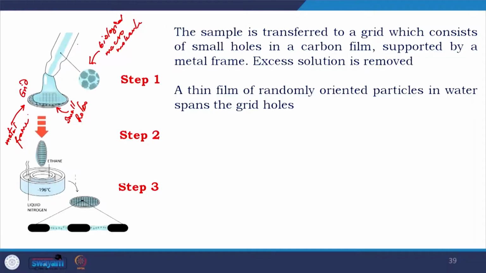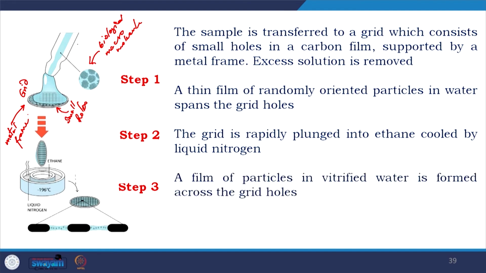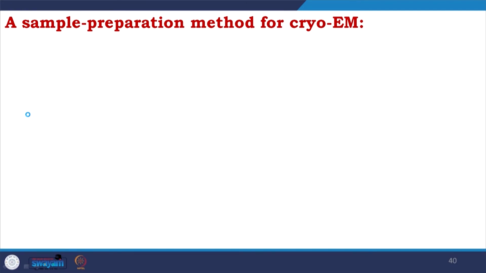Coming to step 2, a thin film of randomly oriented particles in water spans the grid holes. The grid is then rapidly plunged into ethane cooled by liquid nitrogen. Coming to step 3, a film of particles in vitrified water is formed across the grid holes, and you see, when you keep them under the microscope, what is the picture or the micrograph coming.